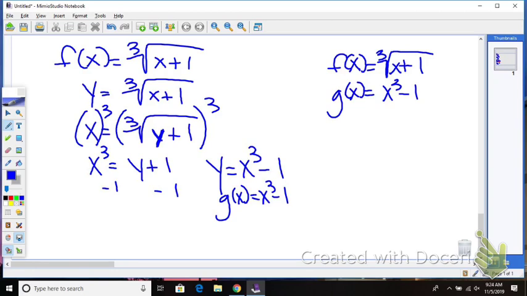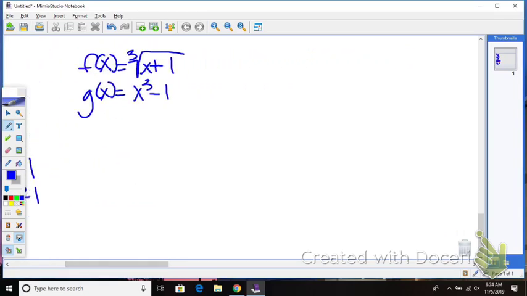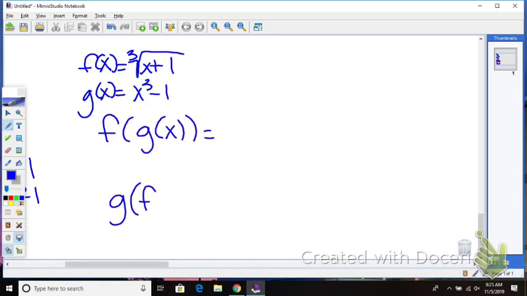I want you on your own to verify by finding f of g of x, and then if that works out, which it's going to, g of f of x. So we all know what the answer should be. The answer should be x when we're done. You try this and see if you get that. And then I'll give you your little bit of homework, or classwork. It's not homework, it's classwork.